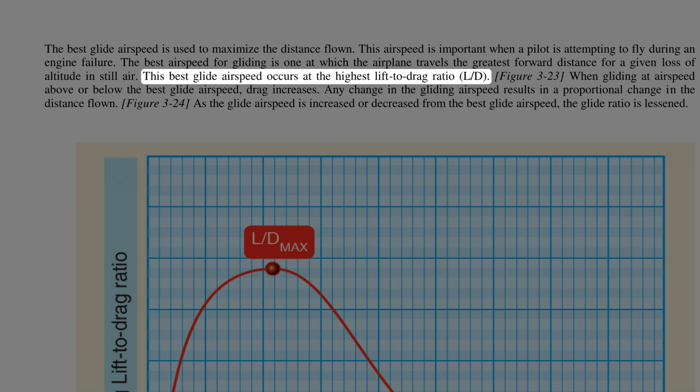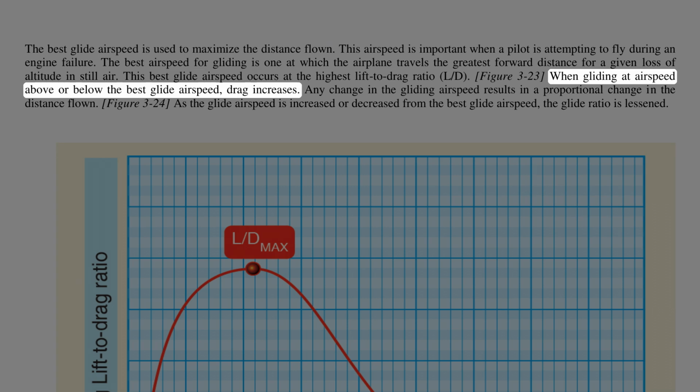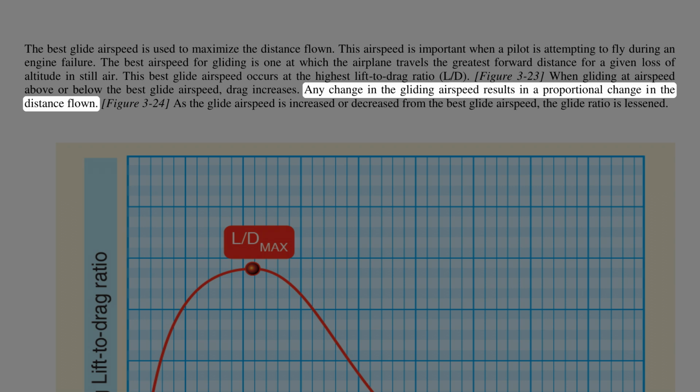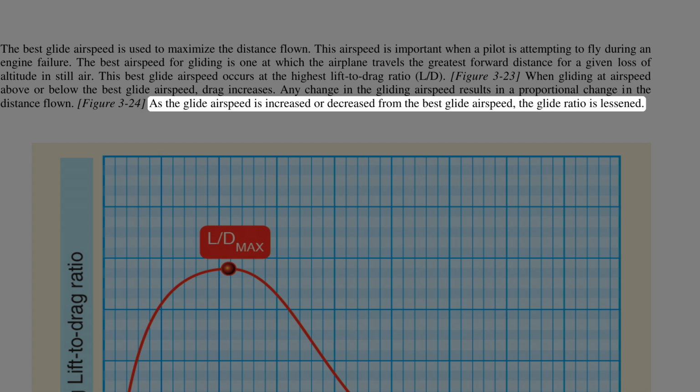This best glide airspeed occurs at the highest lift-to-drag ratio, L/D max. When gliding at airspeed above or below the best glide airspeed, drag increases. Any change in the gliding airspeed results in a proportional change in the distance flown. As the glide airspeed is increased or decreased from the best glide airspeed, the glide ratio is lessened.